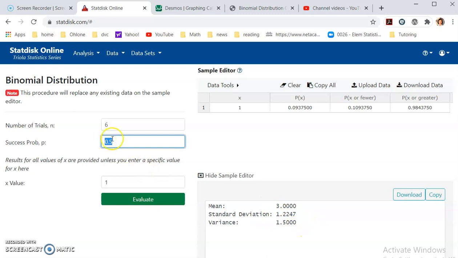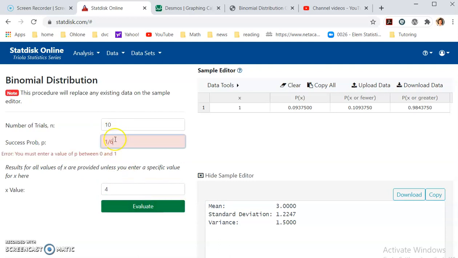And if you're not talking about tossing a coin, you can talk about 1/6, like in tossing a die. Toss a die 10 times. I want to know how likely I would be to get a 4. Can I do a fraction? I don't know. No, I think you cannot do 1/6, since they require decimals. So 1/6 in decimal is 0.167.